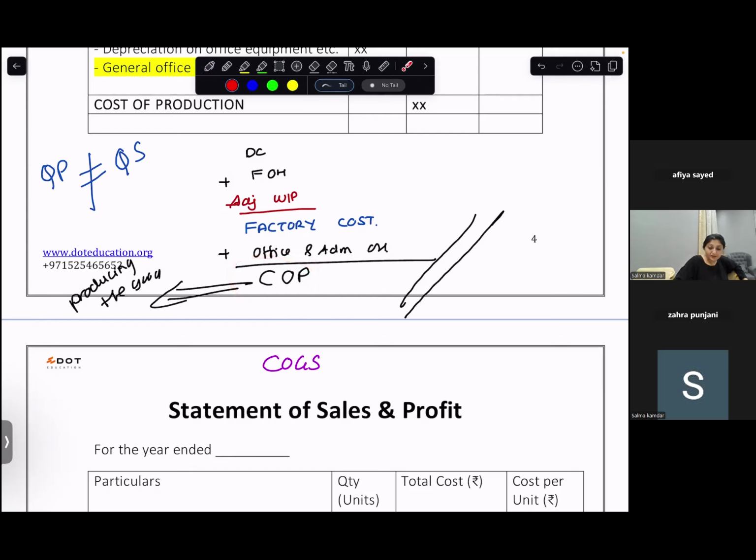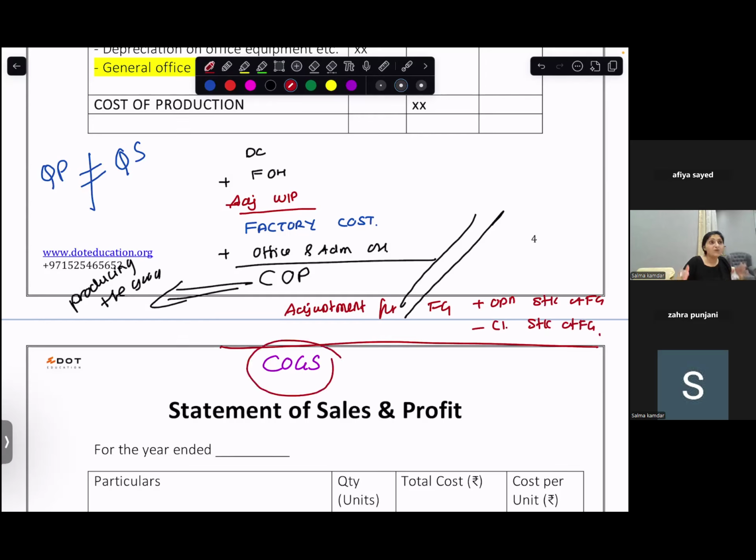So in the cost of production, when you do your adjustments for what? Finished goods. That means things of last year that you're going to sell now, you add, and the finished goods that you could not sell this year, you will subtract. So you will add the opening stock of finished goods. You will subtract the closing stock of finished goods. Then you're going to get something which is called the COGS. Cost of those goods that you are selling.